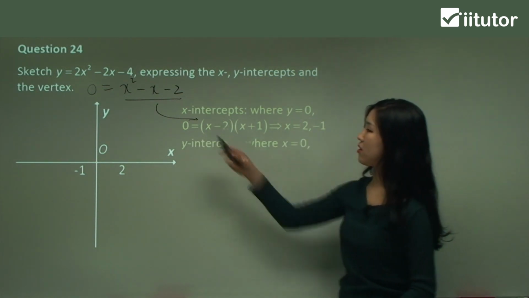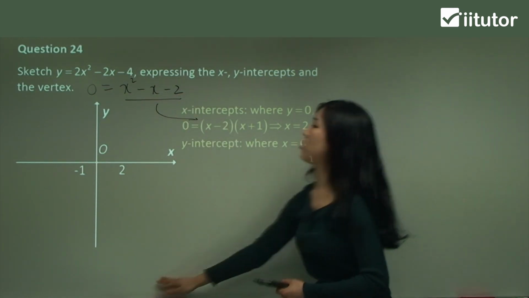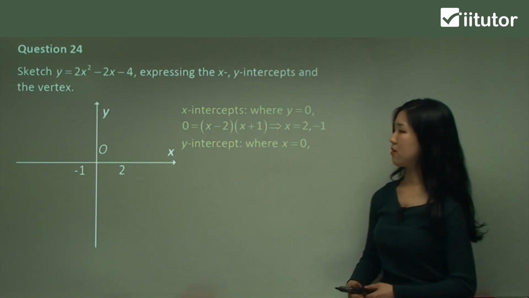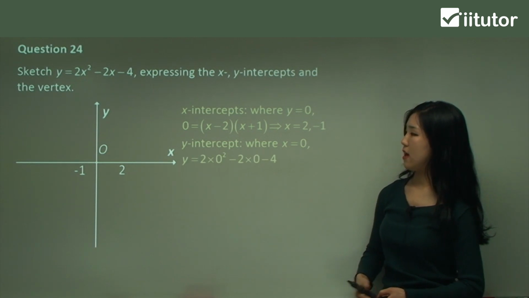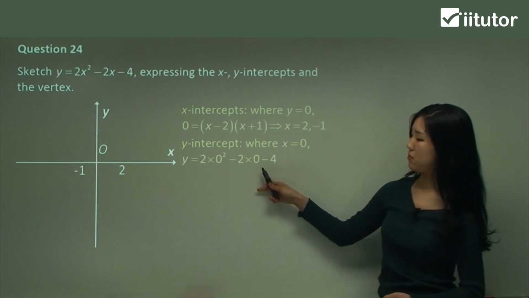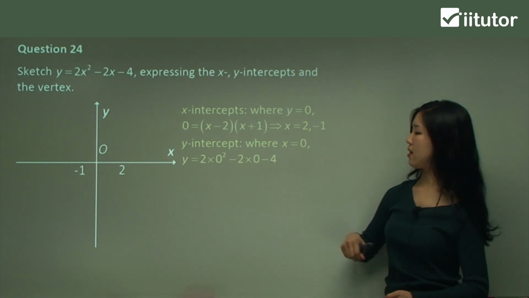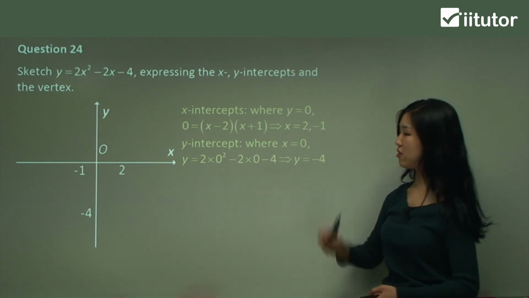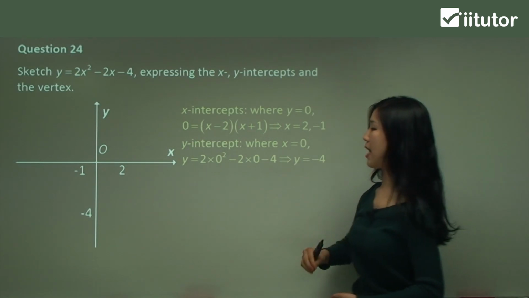Sub in x equals 0 into that original equation. Sorry, I'm just not going to confuse you. And then you're going to get 2 times 0 squared minus 2 times 0 minus 4. Calculate it, you should get negative 4. Plot it in. So as soon as you get more information, just plot them in as you go.